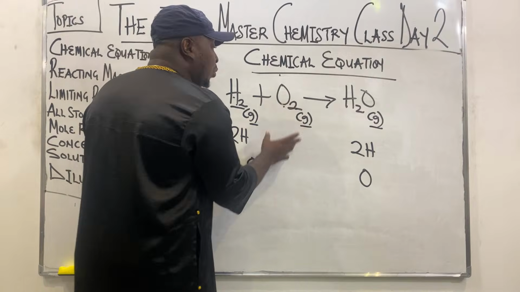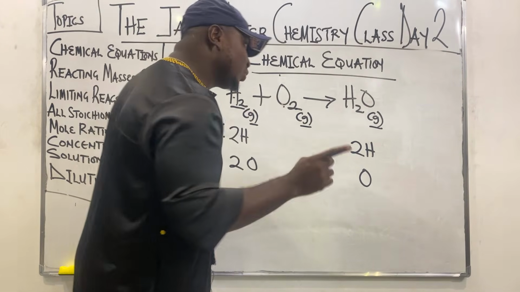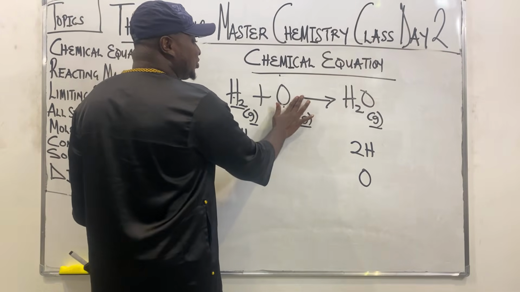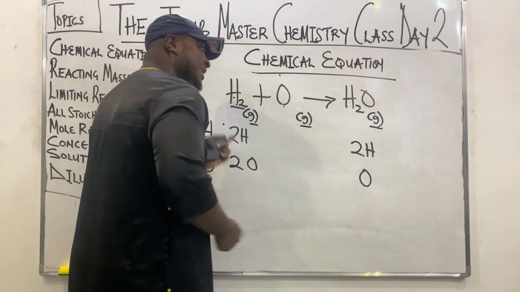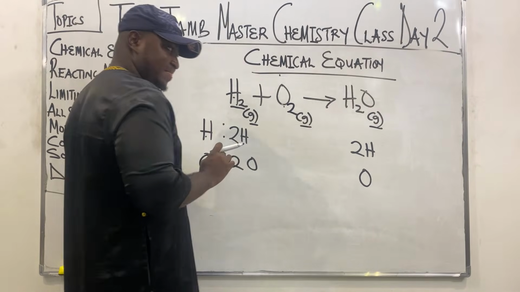Class, in balancing a chemical equation, you cannot reduce, you can only increase. What do I mean? You have one oxygen here, but you have two oxygens here. You cannot say, let me remove these two, and so oxygen will now be 1, 1. You cannot reduce. You can only do what? Increase. So if it's 2 here, it means that our target is to get to 2 on this side.